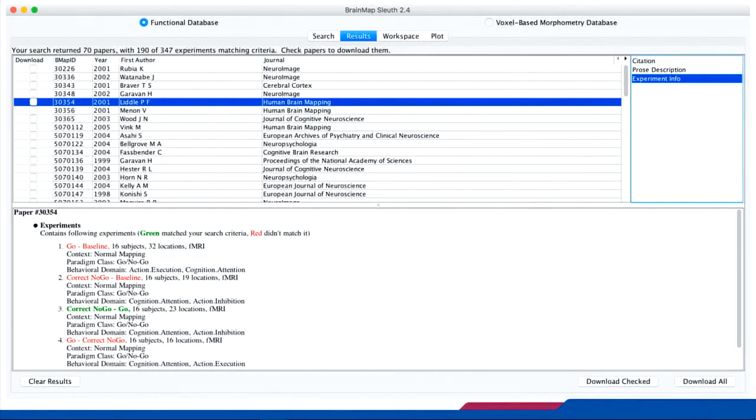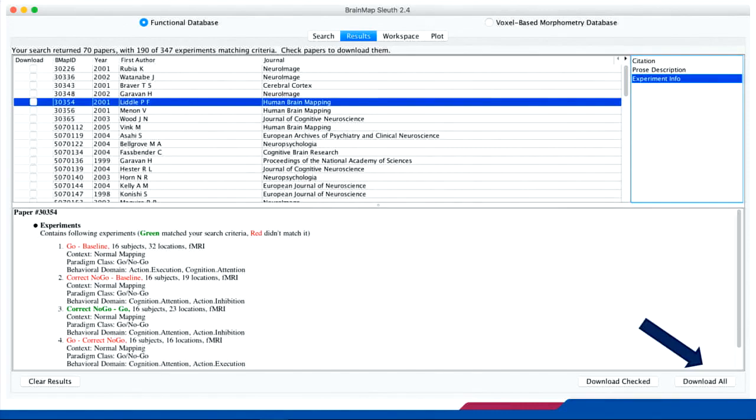And there was just one selected at random, Little 2001, and you see here in green are the matched, in red the non-matched experiments. So it's one paper, and there is the one experiment in that case that was highlighted. So it's just the correct no-go versus go. Remember our search syntax? Obviously, no-go versus baseline was not selected because we asked for high-level contrast. Go versus no-go was not selected because we asked for action inhibition. So this way you can actually quite nicely see what matches your search criteria.